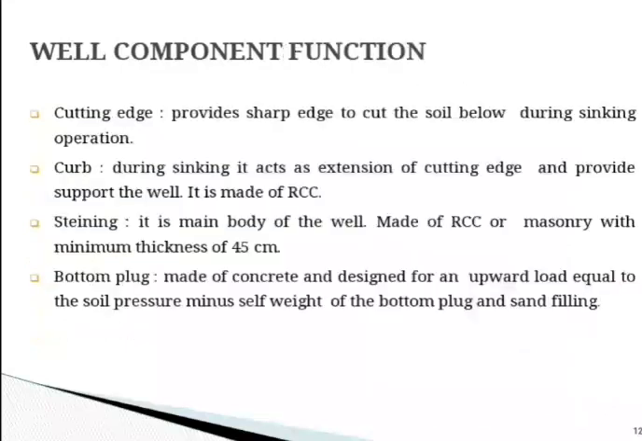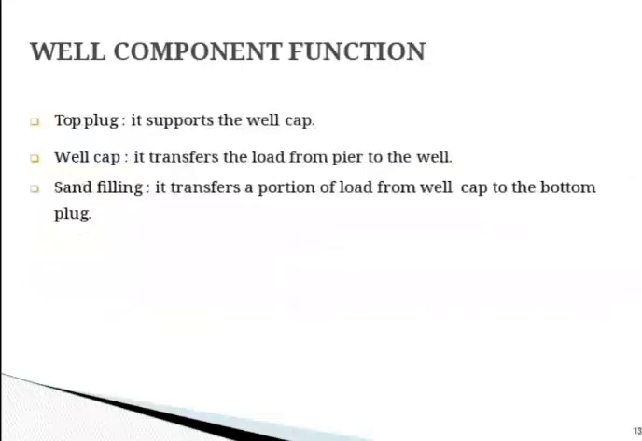Now we are going to discuss their definitions and functions. Cutting edge provides a sharp edge to cut the soil below during the sinking operation. Curb, during sinking, acts as an extension of the cutting edge and provides support to the well, and it is made of RCC. Steining is the main body of the well made of RCC or masonry with a minimum thickness of 45 cm. Bottom plug is made of concrete and designed for an upward load equal to the soil pressure minus the self weight of the bottom plug and sand filling.